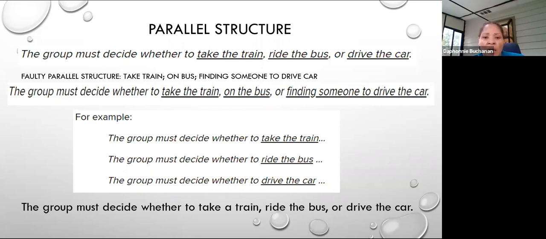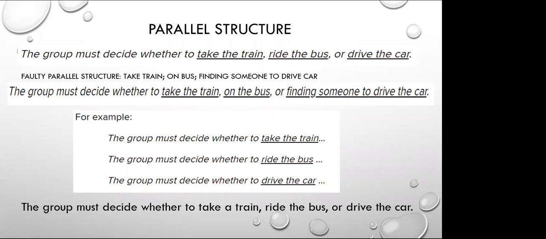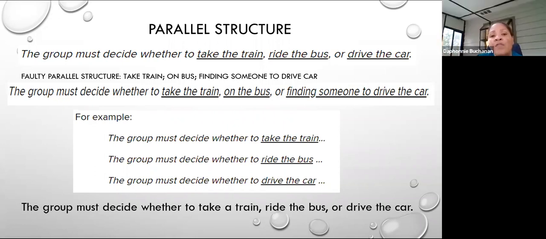So we have to decide which one of these is parallel. We know that the commonality is transportation. We know it's the train, it's the bus, and the car. So the group must decide whether to take the train, whether to ride the bus, or whether to drive the car. All three of those are of a parallel structure because the group is trying to decide how they're going to travel. And in that, we have three modes of transportation and the way that they happen, because we don't drive the train, we don't drive the bus, but we do drive the car.